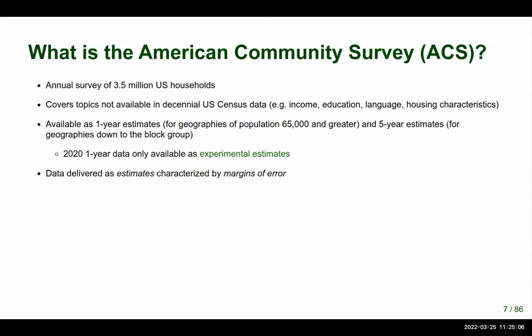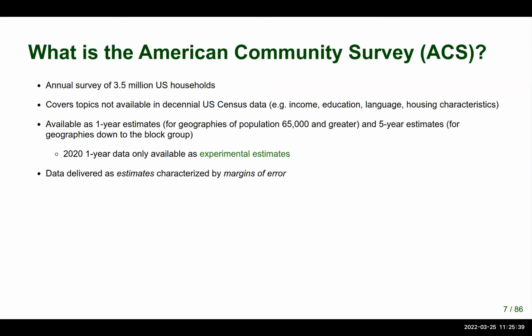One caveat about the one-year data: because of data collection issues that occurred during the COVID-19 pandemic, basically for the 2020 ACS, they only got about 2/3 of surveys back as compared to previous years. And so the Census Bureau decided not to release the 2020 one-year ACS, and instead they released it as a series of experimental estimates that are only available for data download from the census website.